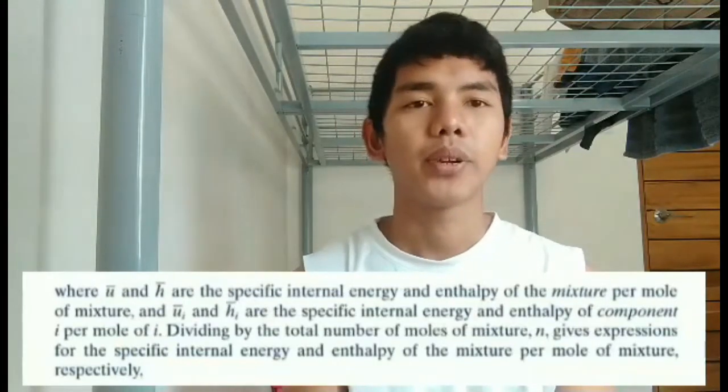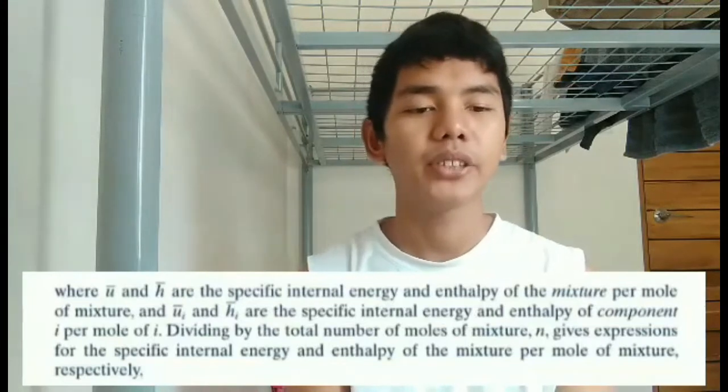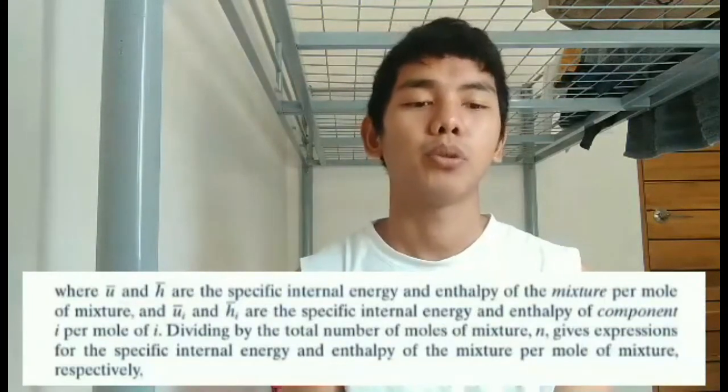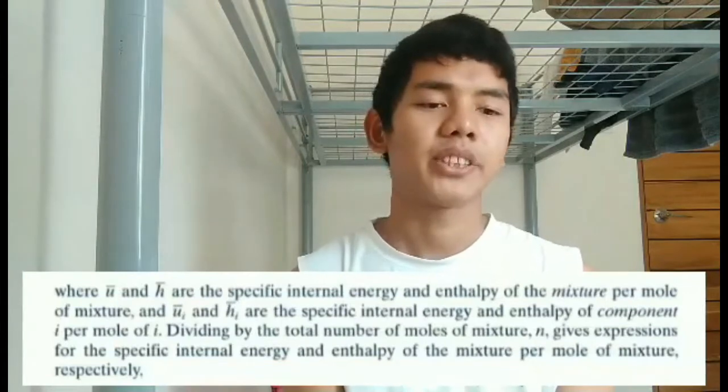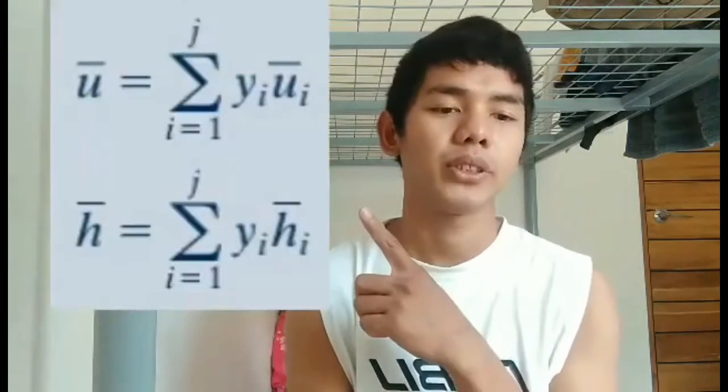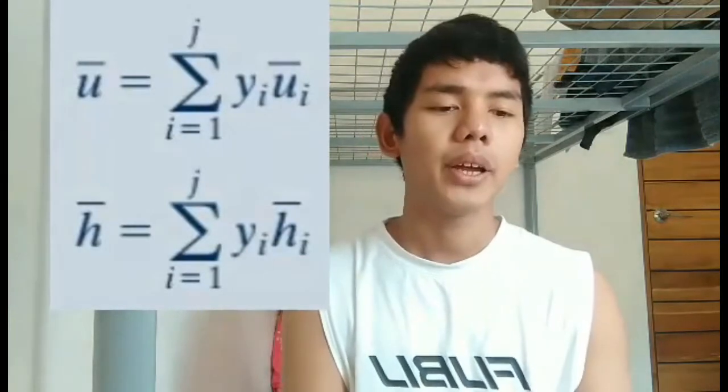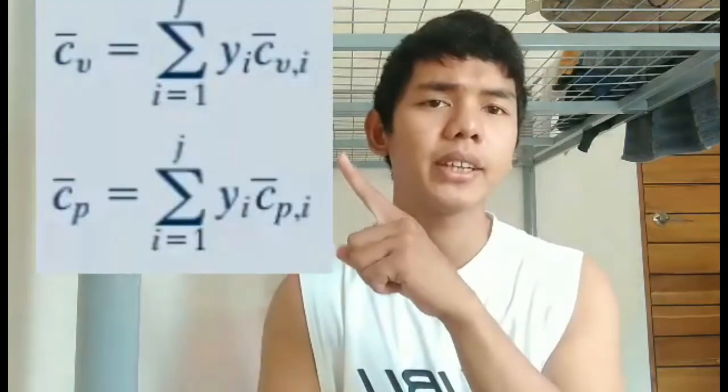This gives the expression for the specific internal energy and the enthalpy of the mixture per mole of mixture, respectively. So here's the equation. The molar internal energy and enthalpy terms are evaluated at the mixture temperature only. Now we are evaluating the specific heats for constant volume and constant pressure. These are the expressions for the specific heats, C sub V and C sub P, of the mixture on a molar basis. So here's the equation.